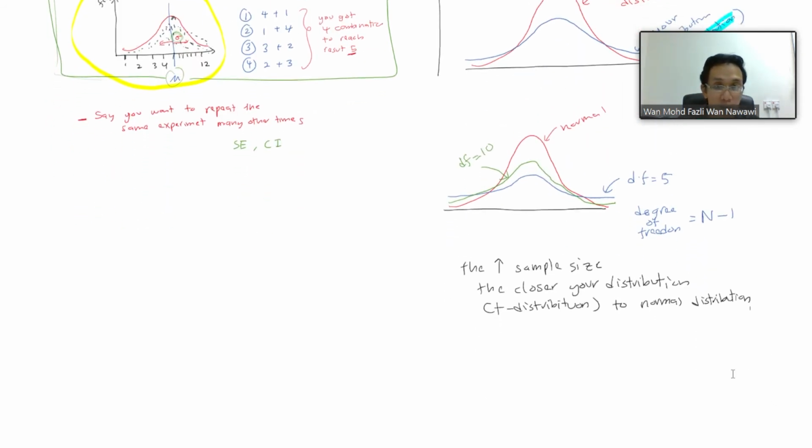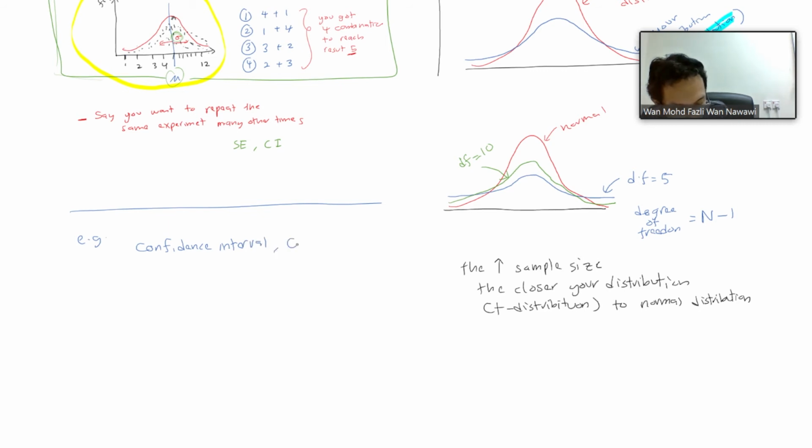Let me give an example. Let's say your confidence level equals 95%. Then you can find your confidence interval by x plus or minus T times SE, the standard error.